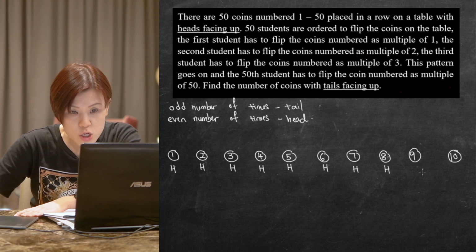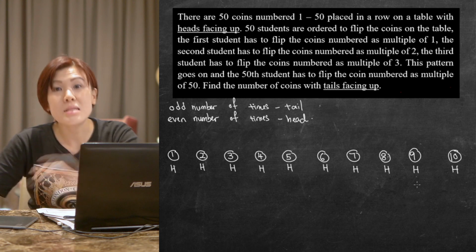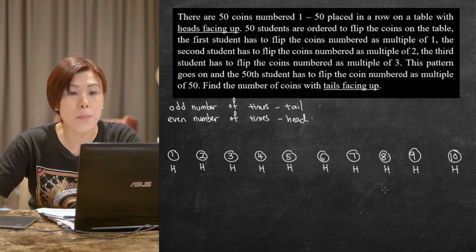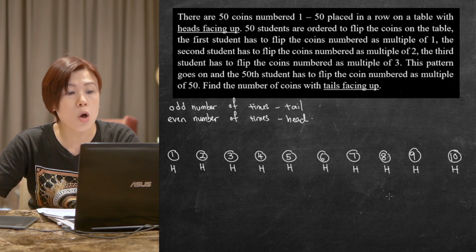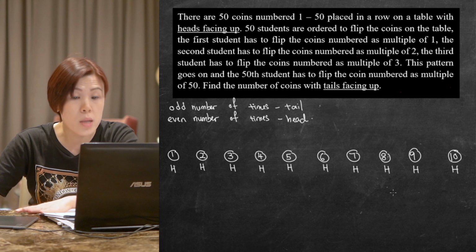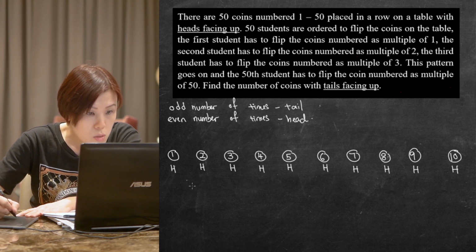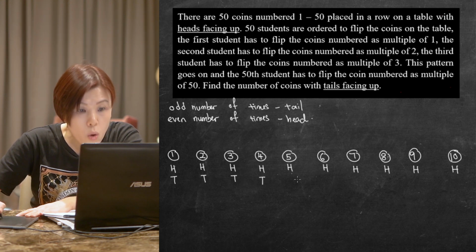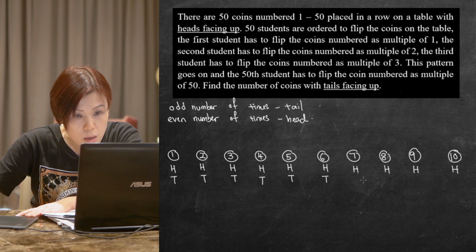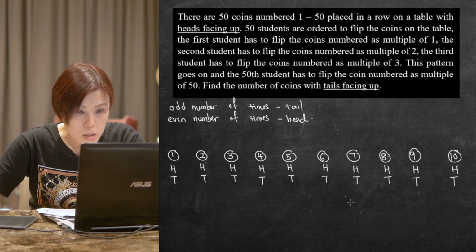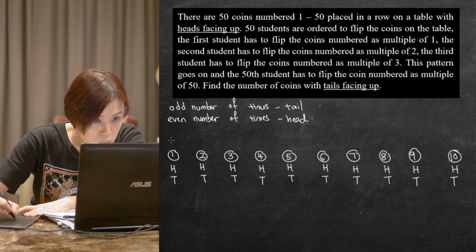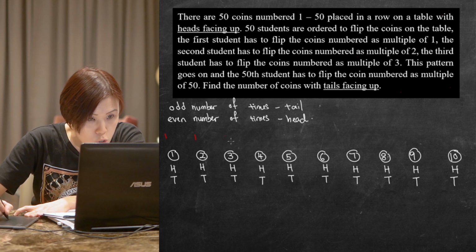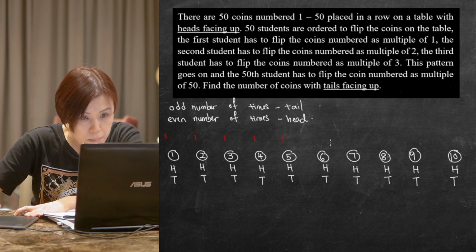Okay, let's imagine the first student comes to the table. This student needs to flip the coins with numbers as multiples of 1, which means this student needs to flip all the coins because all the numbers 1 to 10 are multiples of 1. So next, I'm going to put down T that represents all these coins have tail facing up. And then I'm going to put 1 to show that all these coins are flipped by the first student.